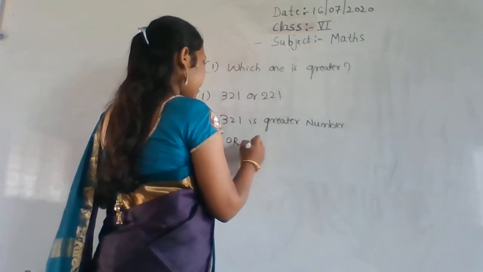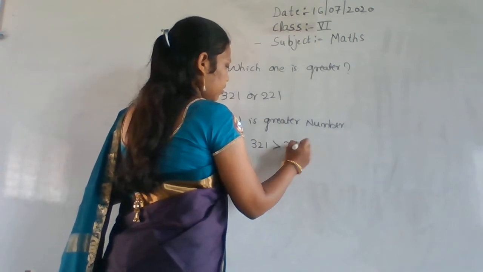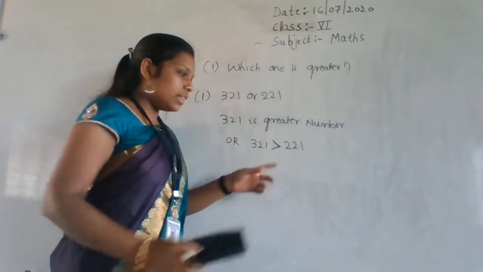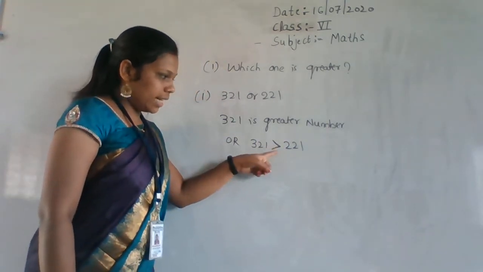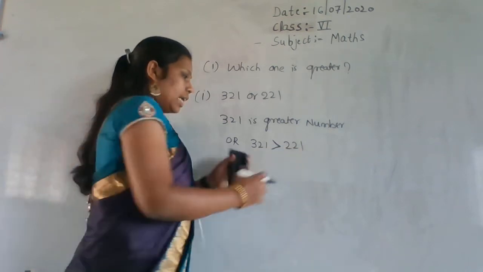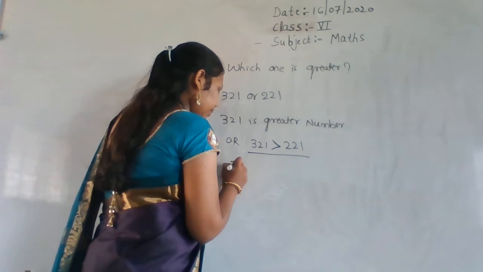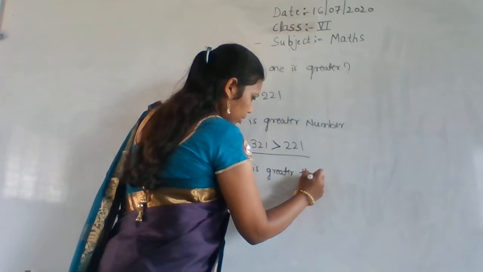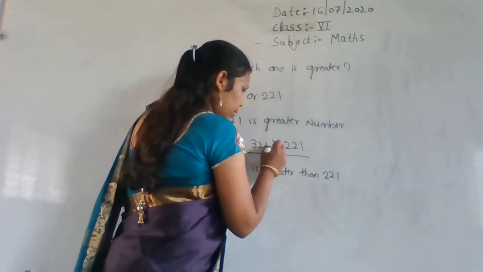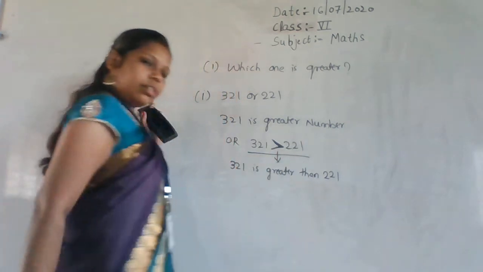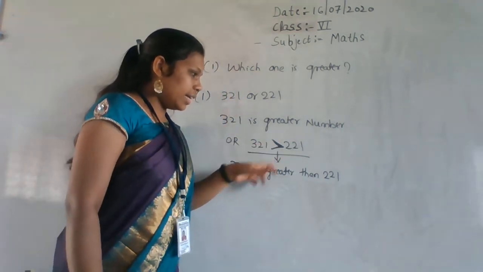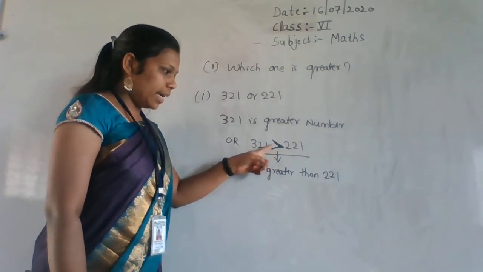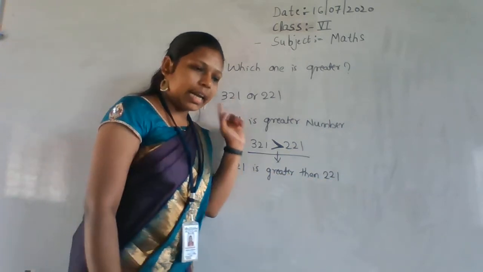Or else write like this. This is also correct. It means it is greater than. How to read this? 321 is greater than 221. How to read it? See here. 321 is greater than 221. This symbol indicates this. 321 is greater than 221. Read properly. Like that you have to read.